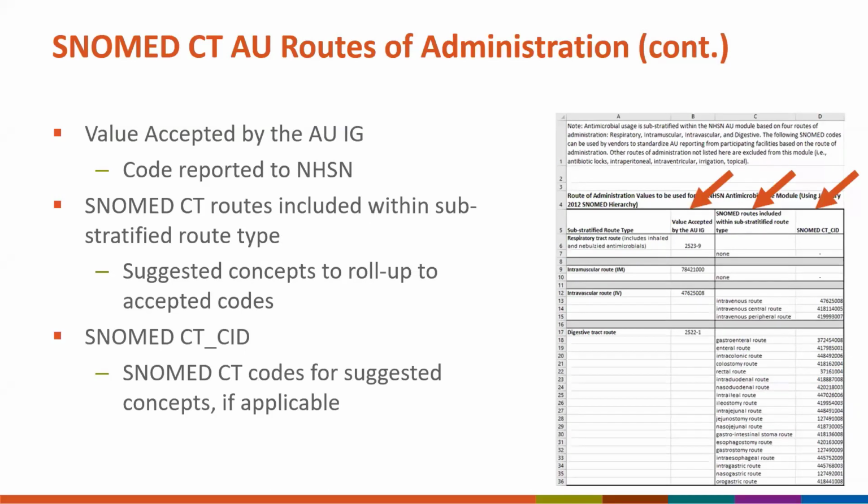So going over the spreadsheet a little bit, the value accepted by the AUIG column is the code that gets reported to NHSN. These are those 4 codes that are accepted by NHSN. The SNOMED CT routes included within substratified route type column is the suggested concepts to roll up to the accepted codes, if there are any. The SNOMED CT CID column is the SNOMED CT codes for the suggested concepts that would get rolled up if applicable.